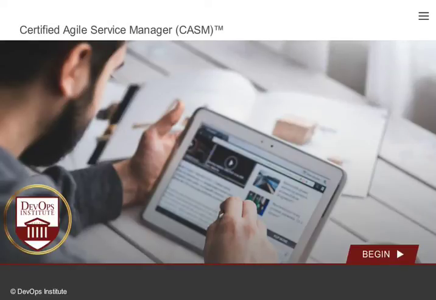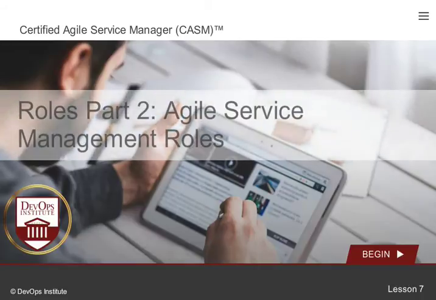Certified Agile Service Manager, Lesson 7. Roles Part 2. Agile Service Management Roles.